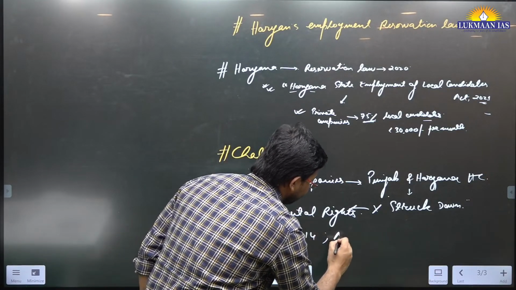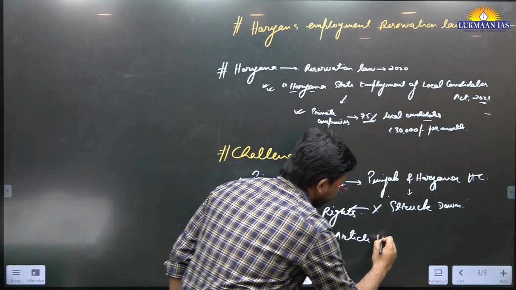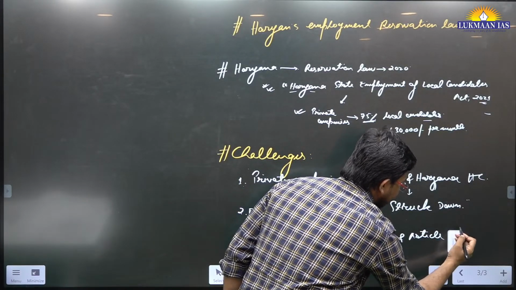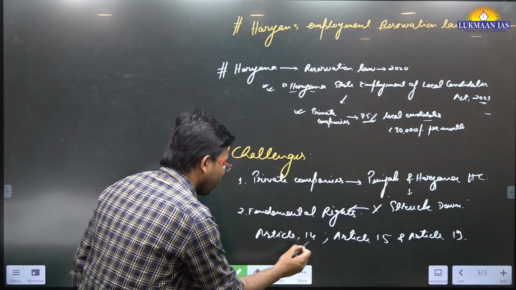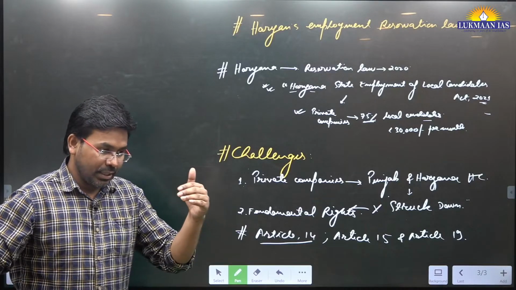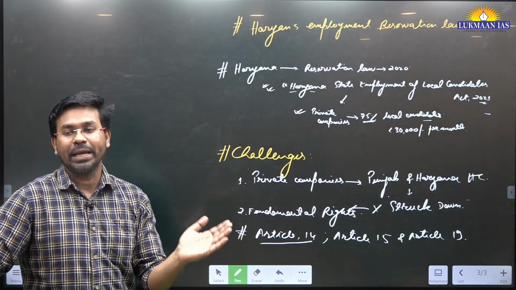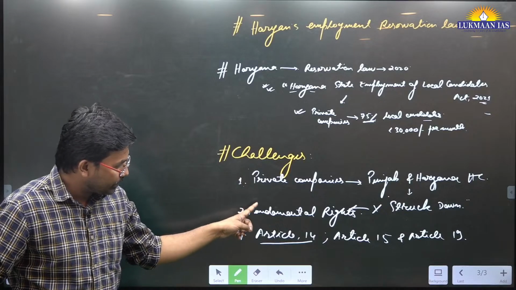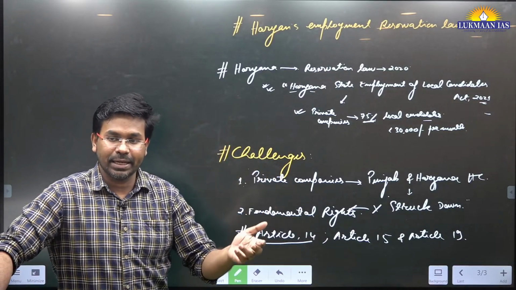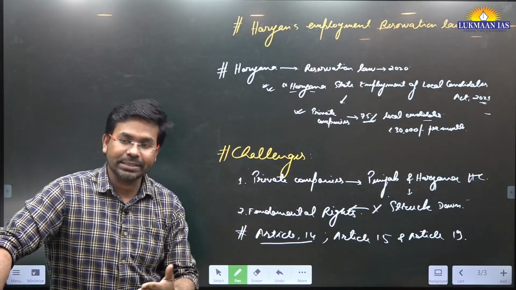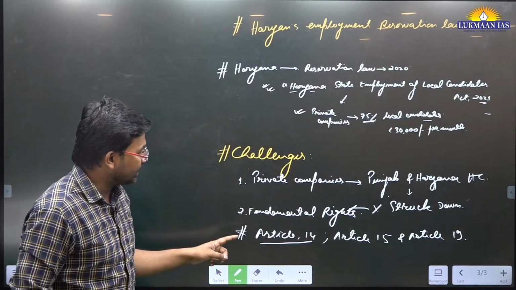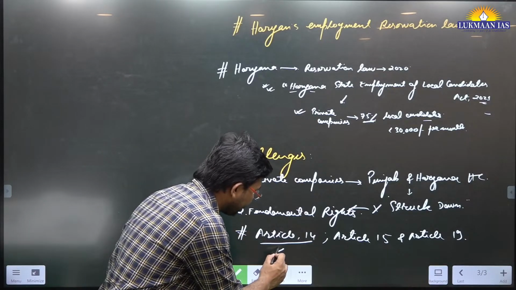Another article is Article 15. And another article is Article 19. So these three articles are violated by this particular law. How? Article 14 says right to equality, right? Right to equality before the law and equal protection of the law. So this law, which gives preference to the local candidates and discriminates against other candidates, does not treat other citizens of India on an equal footing. It does not treat other citizens equally. So it violates Article 14.